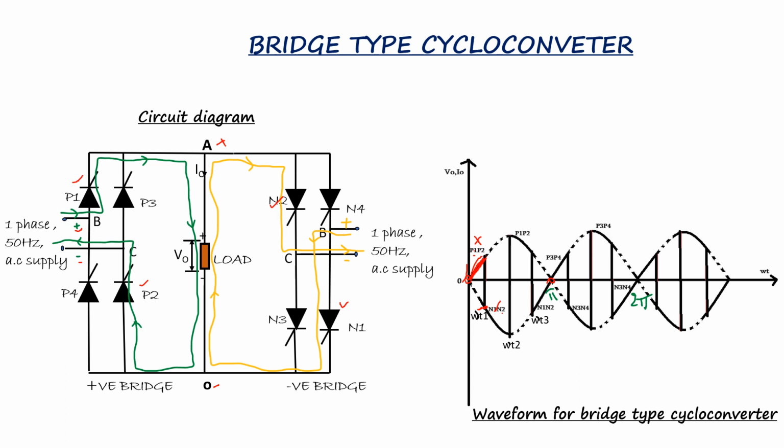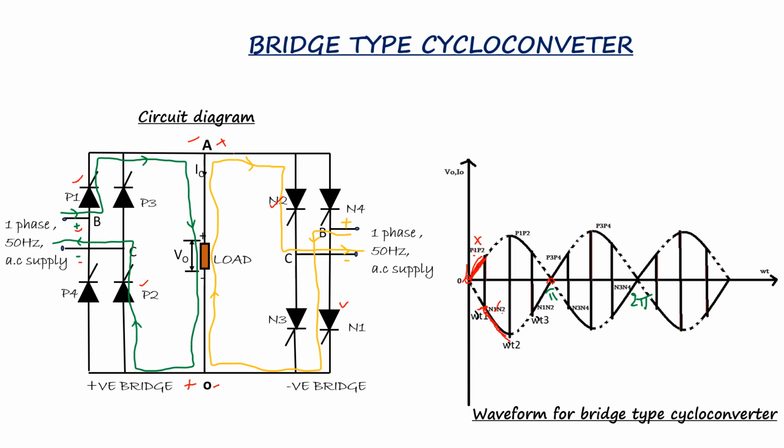With this, the load voltage is negative. If you look at the waveform, the load voltage is negative with terminal O positive and A negative. So A is negative and terminal O is positive. The load voltage now follows the negative envelope of the source voltage like this.